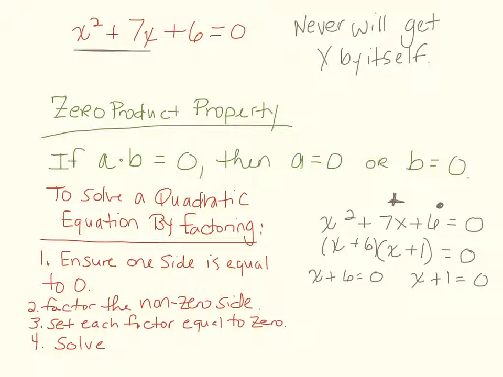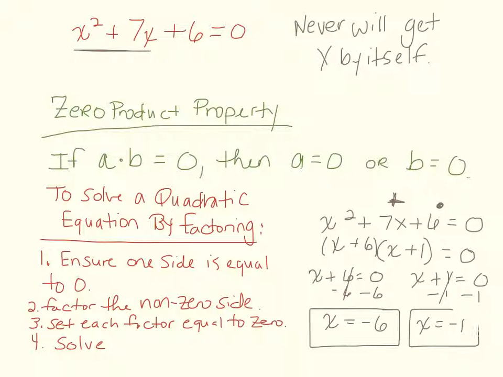So I have x plus 6 equals 0. If I want to get rid of 6 from this side, I subtract it. So I have x equals negative 6. Here I have x plus 1 equals 0. If I want to get rid of 1, I'm going to subtract it. So here I have x equals negative 1. So the answer is x equals negative 6 or x equals negative 1.